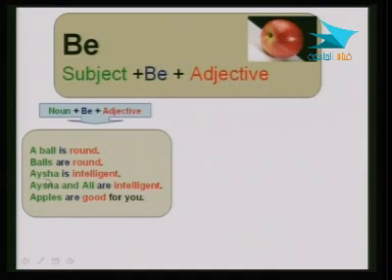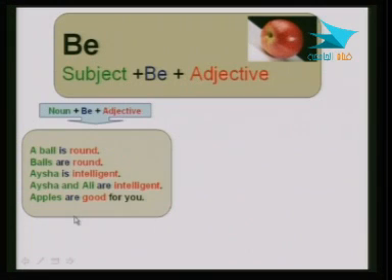And then, Aisha is intelligent. Aisha and Ali are intelligent. Apples are good for you.